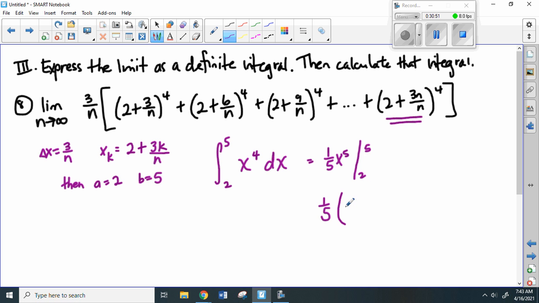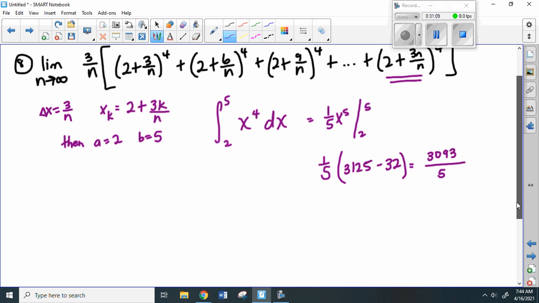5 to the 5th is 3125. 2 to the 5th is 32. And when I put all that together, I get 3093 times 1/5, which is 3093 over 5. I'm not even worried about trying to simplify that anymore. I've got one more like this for us, but again, I'm going to pause while I actually write it.